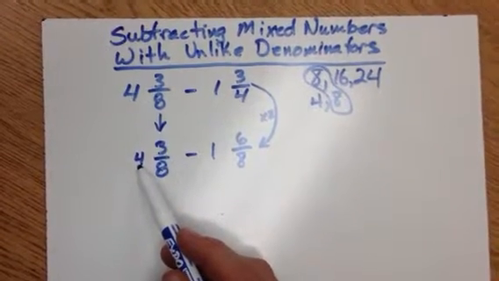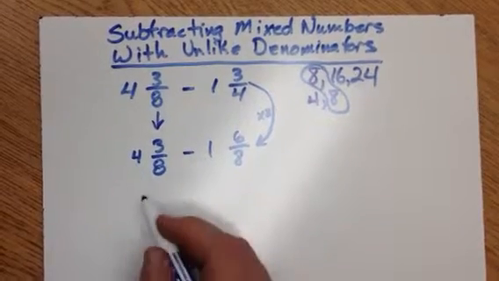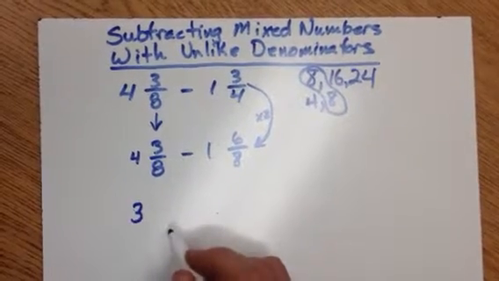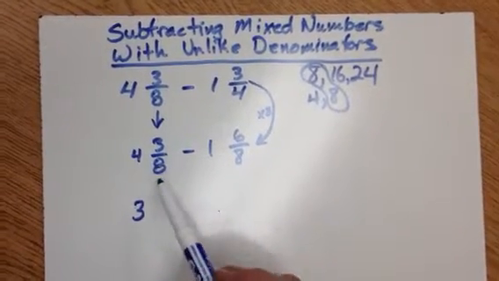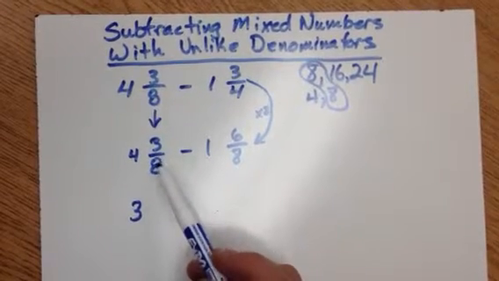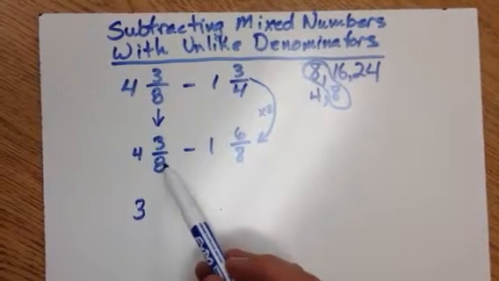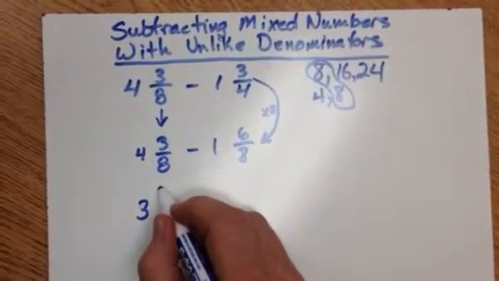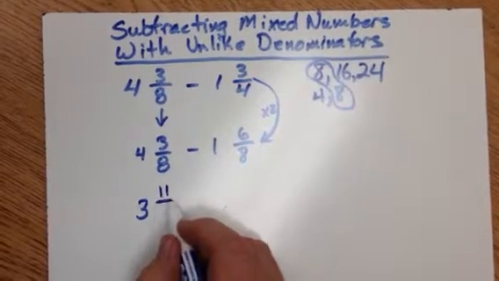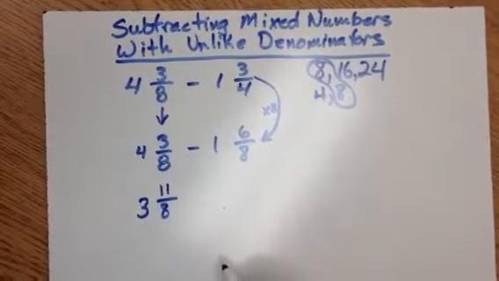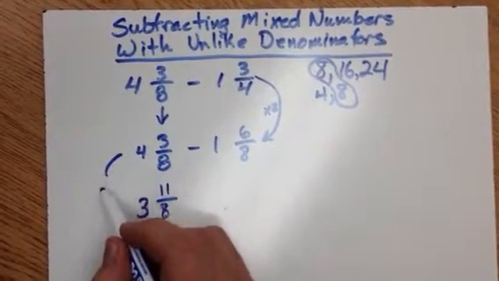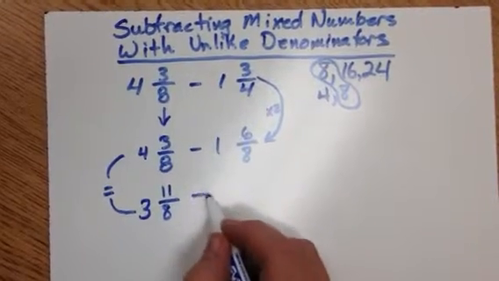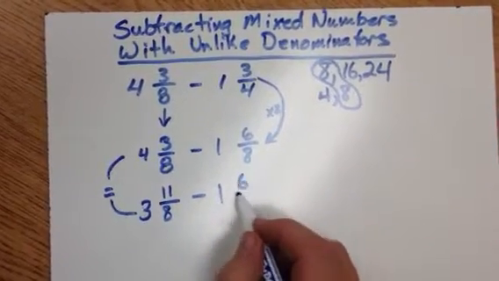If we're talking about pizzas, we'll say we're borrowing one whole pizza. So our whole number used to be 4, it's now going to be a 3. And what we've done, or what we'll do, is take one whole pizza, which would be 8 pieces, 8 out of 8. And so we're going to add 8 pieces to our numerator. So 3 and 11/8. Now these two fractions are equal. They represent the same amount of pizza. This fraction stays the same.